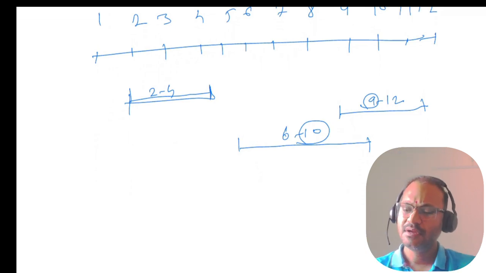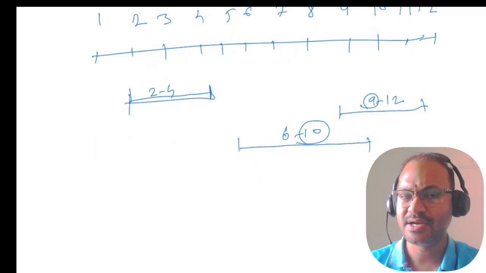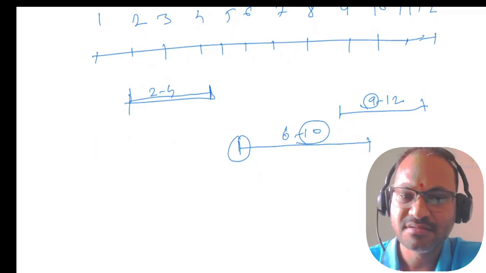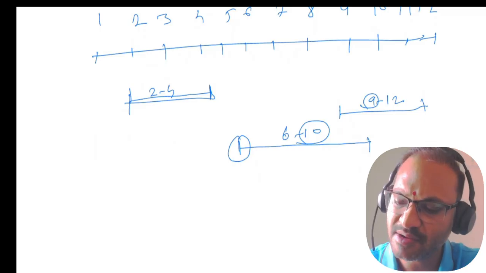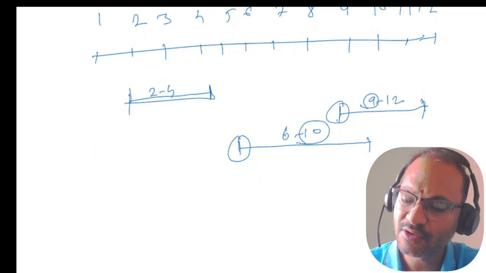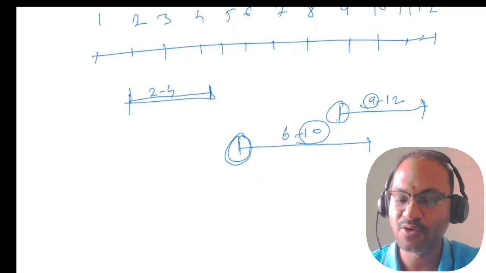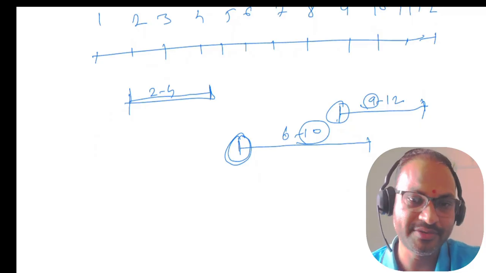So what are the criteria by which we can say that the meeting is overlapping or not? Simple, right? For example, if we just compare these two, this particular meeting and this particular one, the starting meetings are overlapping. The 6 and 10 meeting is overlapping with 9 and 12, right? So 9 and 12 will be joining in between.